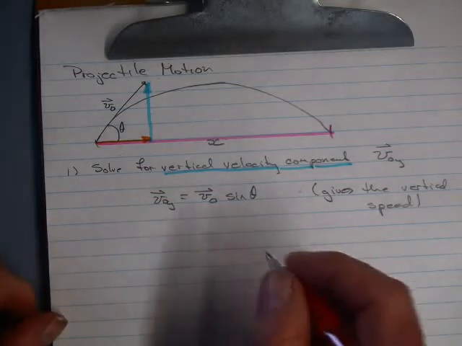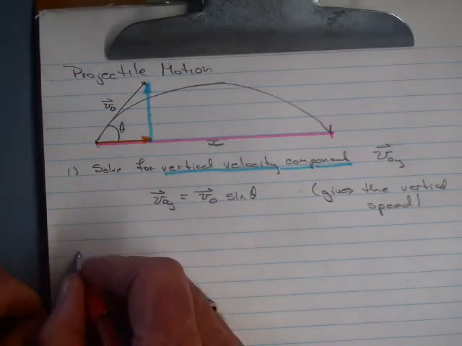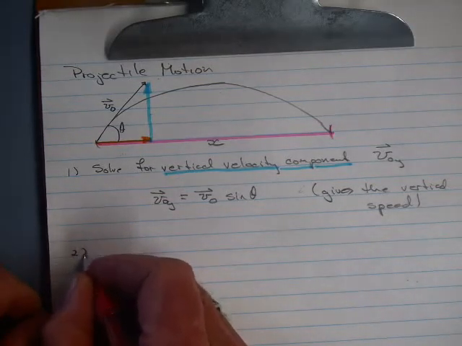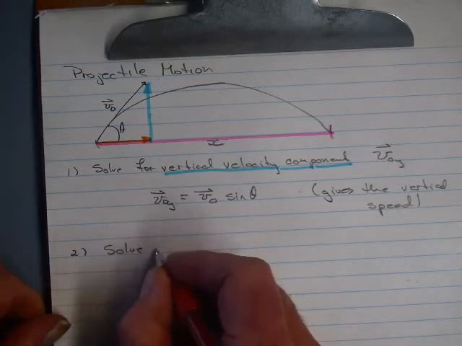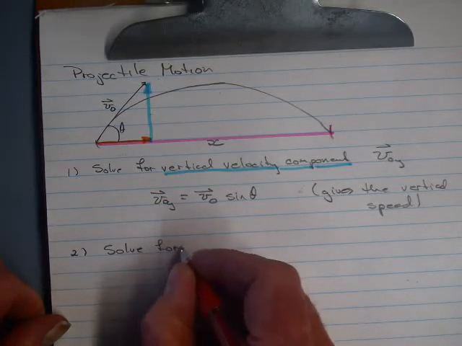The second one, number 2, so that's part 1. Part 2 is we want to then solve for the vertical time.